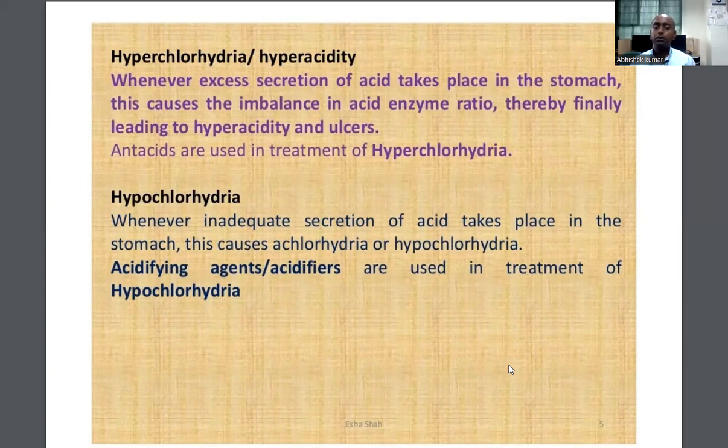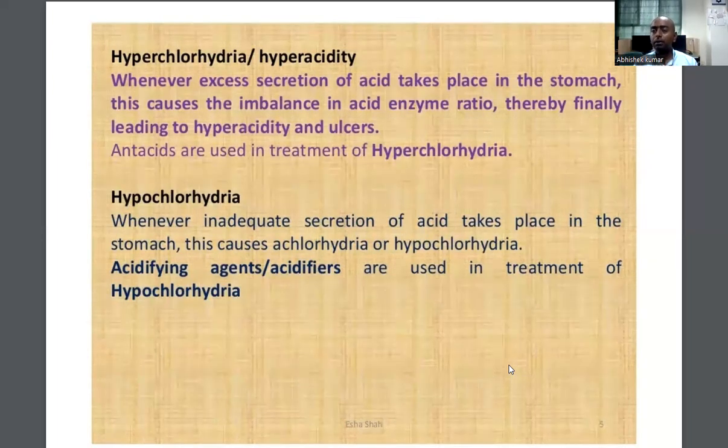Here are some disorders that happen in our GIT. Hyperchlorhydria and hyperacidity. What happens? See, nowadays gastric problem is normal. When the concentration of acidity increases inside the stomach, it comes out from the stomach and mixes with the extracellular or intracellular fluids, then it causes hyperacidity. That means it mixes with blood and reaches the whole body. Then we feel lots of problems.